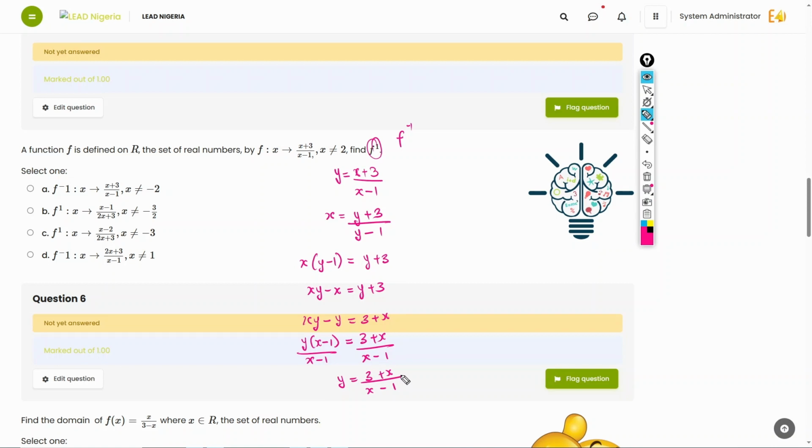3 plus x over x minus 1. That's option A. But there's an issue with the option here, right? Because the restriction is supposed to be x cannot be equal to 1.